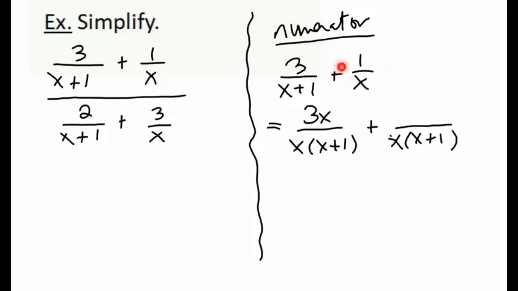The fraction on the right is missing the factor x plus 1, so as we move from this fraction to this fraction, we multiply both the numerator and denominator by x plus 1. Now that we have a similar denominator, we can go ahead and add our numerators together.